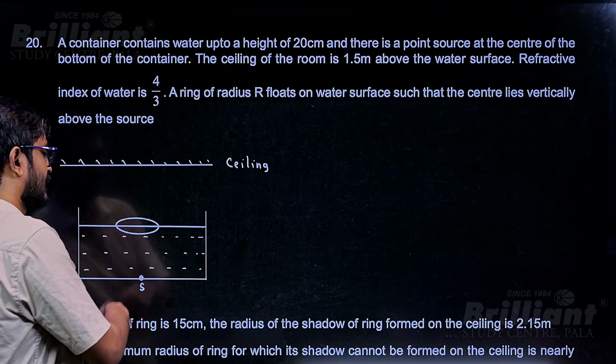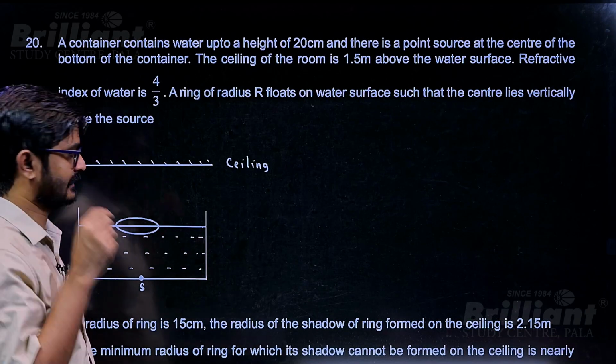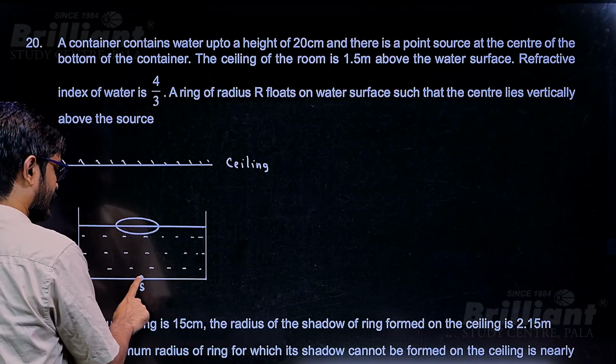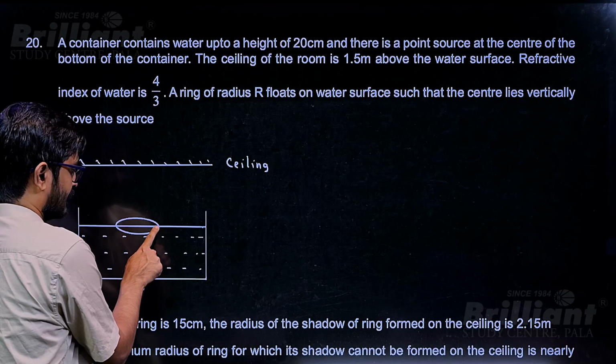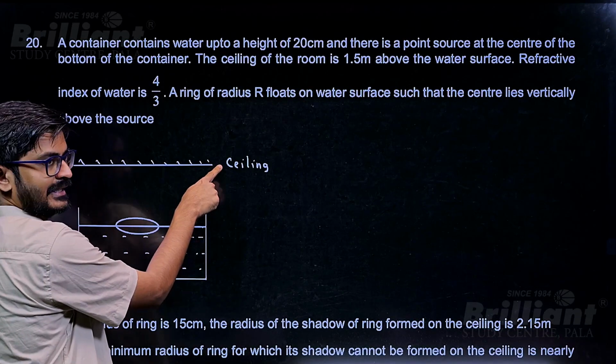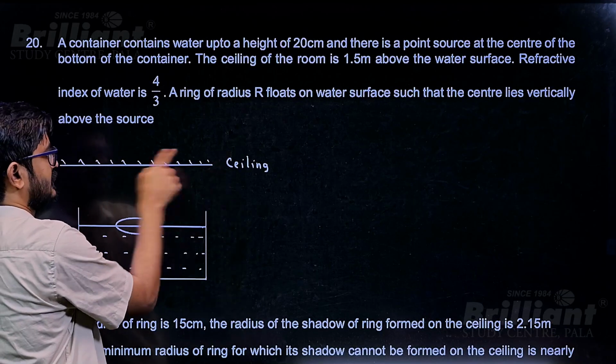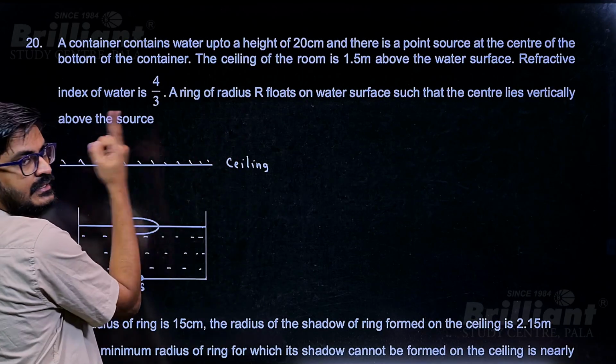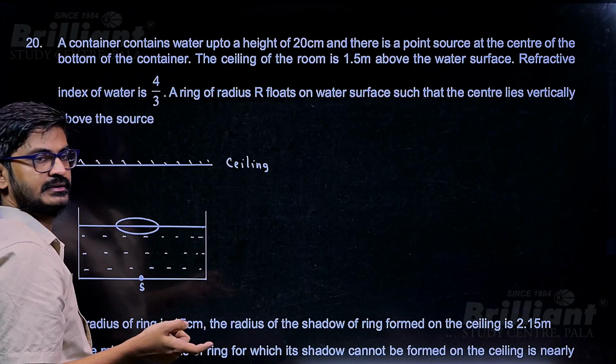So basically what does it mean by shadow? Missing of the rays. Now suppose we remove the ring. If some ray is going like this, it will bend away from the normal and it will reach here. Now you are going to block that ray. So all such rays you are blocking, so you will be getting a shadow of shape ring.